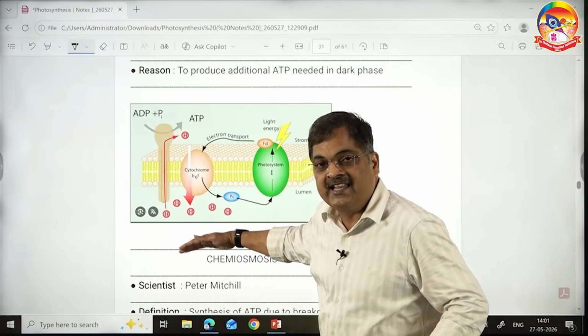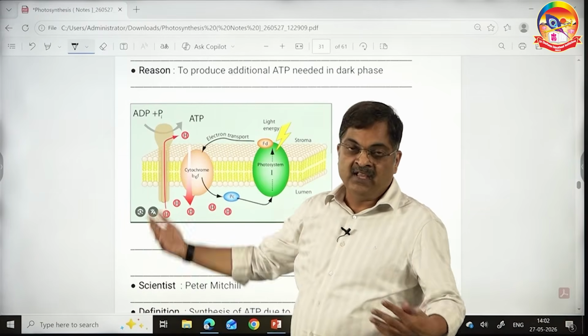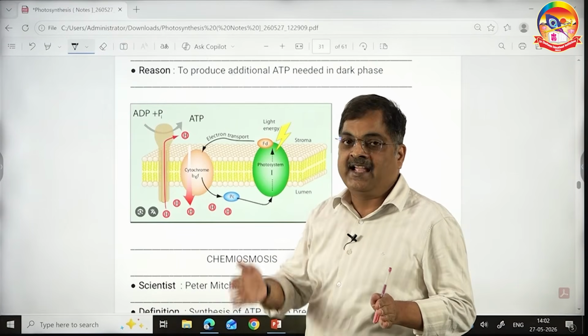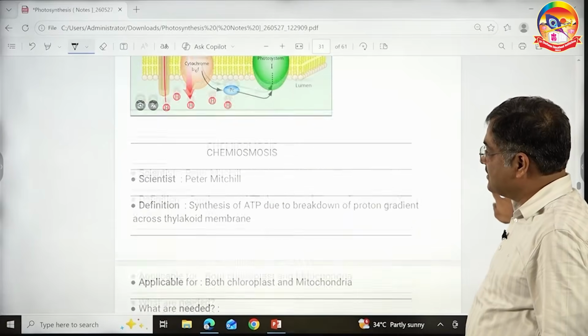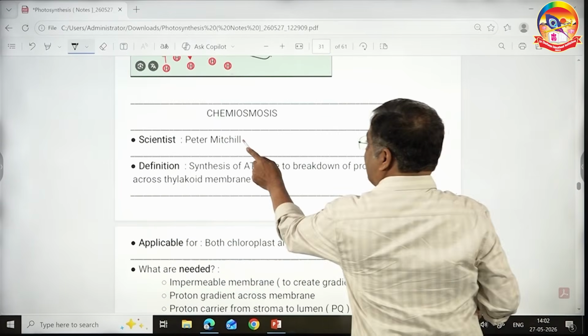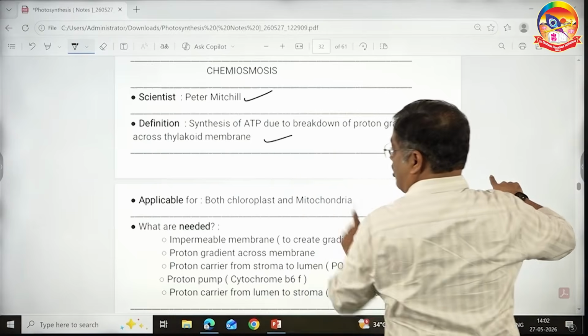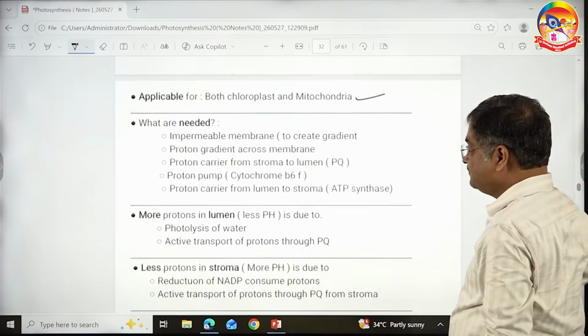Only protons get accumulated in the lumen. When the same protons move to this coupling factor, ATP is synthesized. So the common product formed both in cyclic and non-cyclic is ATP. And the last part in light phase, chemiosmosis; the scientist's name is Peter Mitchell. It is the synthesis of ATP due to the breakdown of proton gradient. It is applicable for both chloroplast and mitochondria.